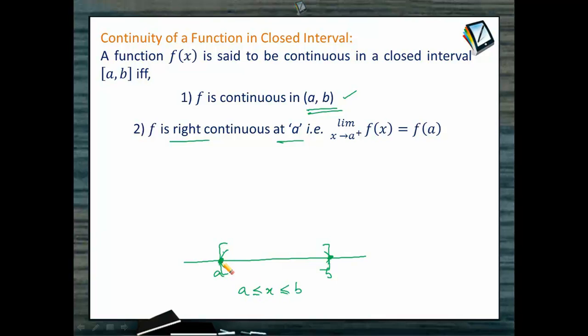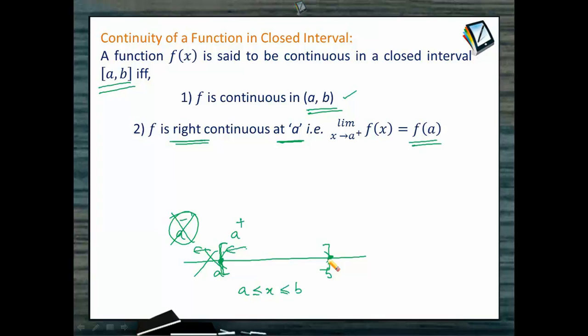Now at A, this is the left side of A and this is the right side of A. But if you observe the given domain, it's only from closed A to closed B. That means A's left hand side is not in the domain at all. But the first condition of continuity says the function must be defined at the point. That's why we don't verify the continuity on the left side of A. We are worried only about the continuity at A from the right side. That means what condition should it satisfy? Limit as x tends to A plus of f of x must be equal to f of A.